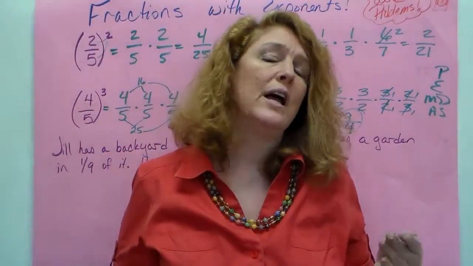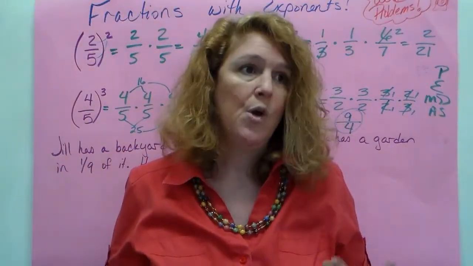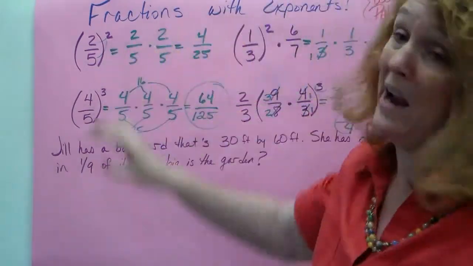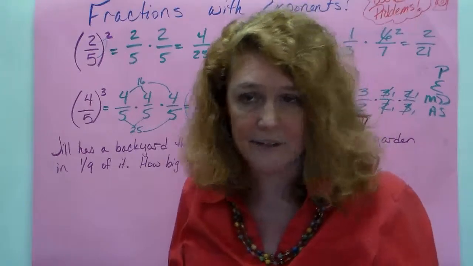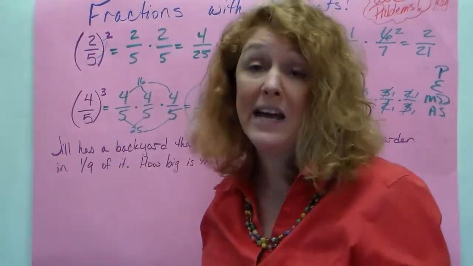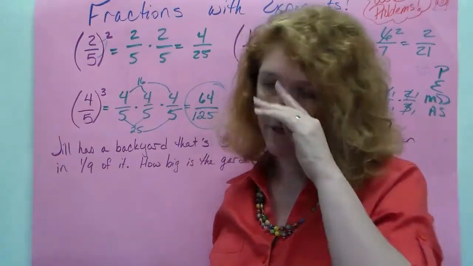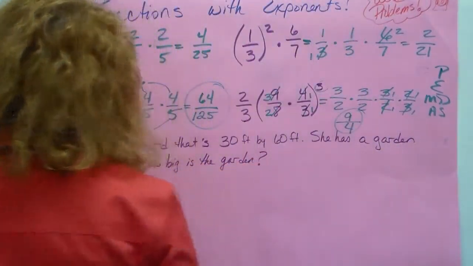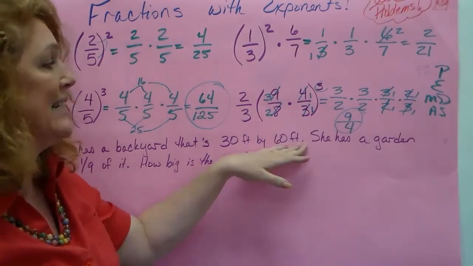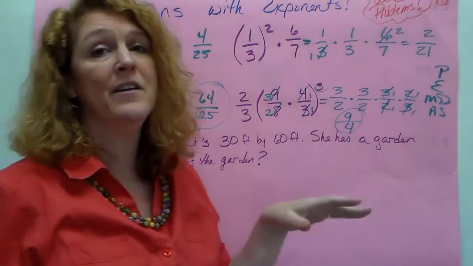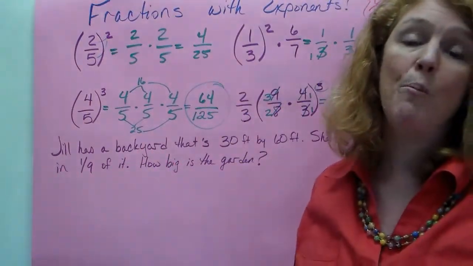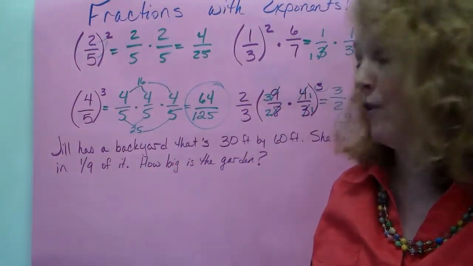What does this all look like when I get word problems? When I get word problems that make me set things up this way, that seems kind of complicated. Make sure to have a look at 2-38. I stole this right from the bottom of that. Jill has a backyard in a rectangular shape that's 30 feet by 60 feet. Now she has a garden that takes up 1/9 of that space. What is the area of her garden?